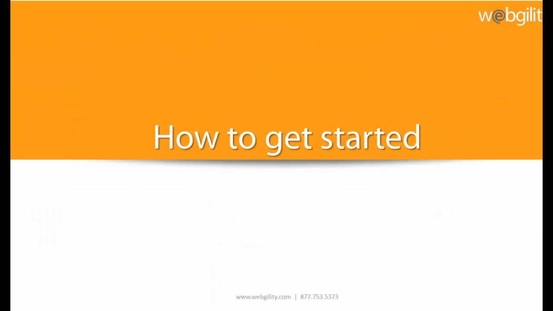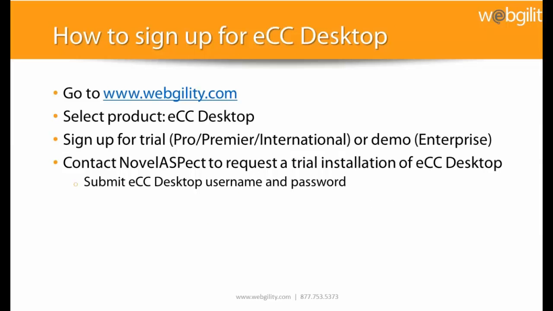So how to get started? How do you get ECC? You can go to our website, webgility.com, select ECC Desktop as a product, and sign up for a free trial. If you're using Enterprise, you can sign up for a trial and a demo, and one of our sales reps will give you a call to get that started for you. And if you want to utilize ECC Desktop within your NovelASPect environment, you can contact NovelASPect to load a trial version of ECC onto your NovelASPect integration, and you can give them your ECC Desktop username and the email address that you use to create the account. That would be great.